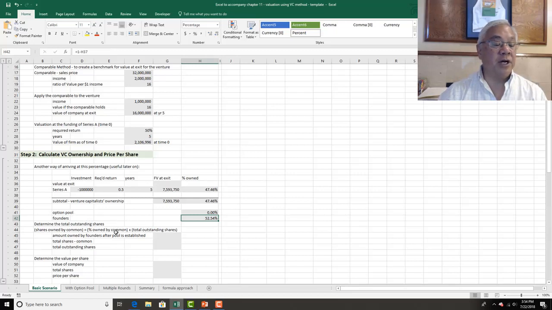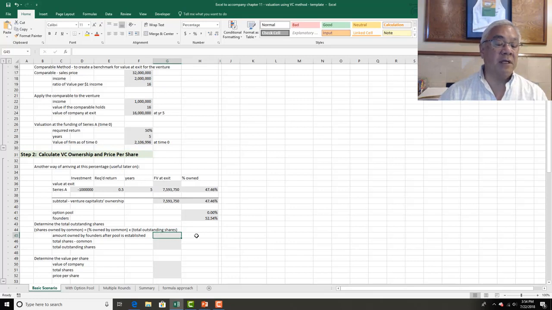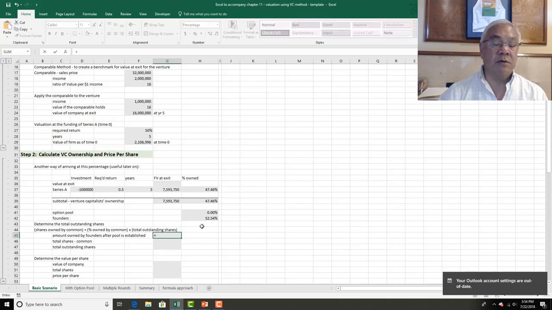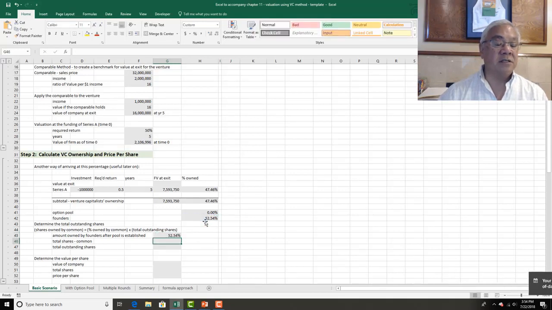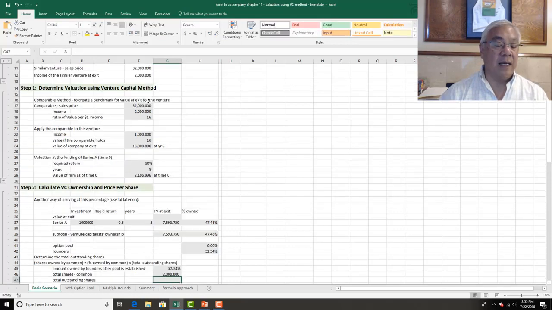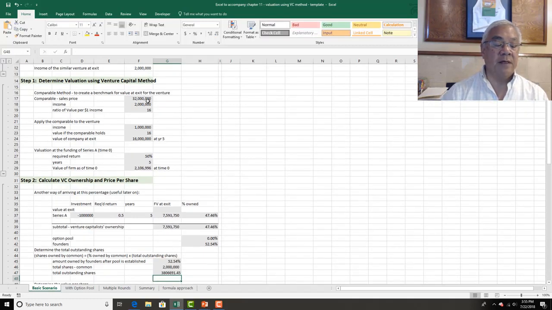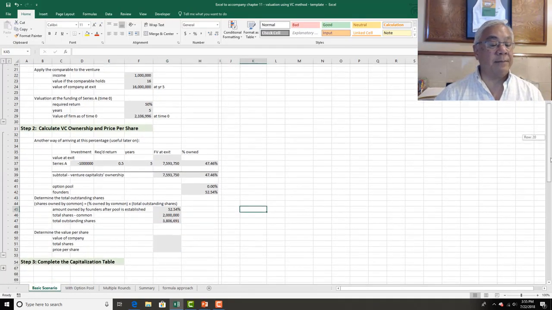Now we have to figure out the number of shares. So what is the total amount owned by founders after the pool is established? In this case, there is no pool. So they will own this amount. Next is total shares, and we were given this. The total shares that they had was 2 million shares. And so therefore the total outstanding shares have to be 2 million divided by 52.54. So the number of shares will equal 3.8 million shares. So we're going to have to issue the difference to the venture capitalists.